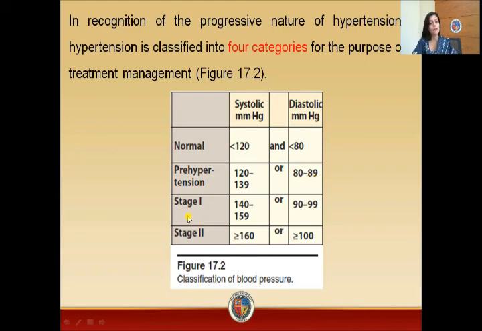Stage 1 hypertension is a stage in which the systolic blood pressure is from 140 to 159 and diastolic is from 90 to 99. And in stage 2, the systolic blood pressure is greater than or equal to 160 and diastolic is greater than or equal to 100. So this was the overview of hypertension.